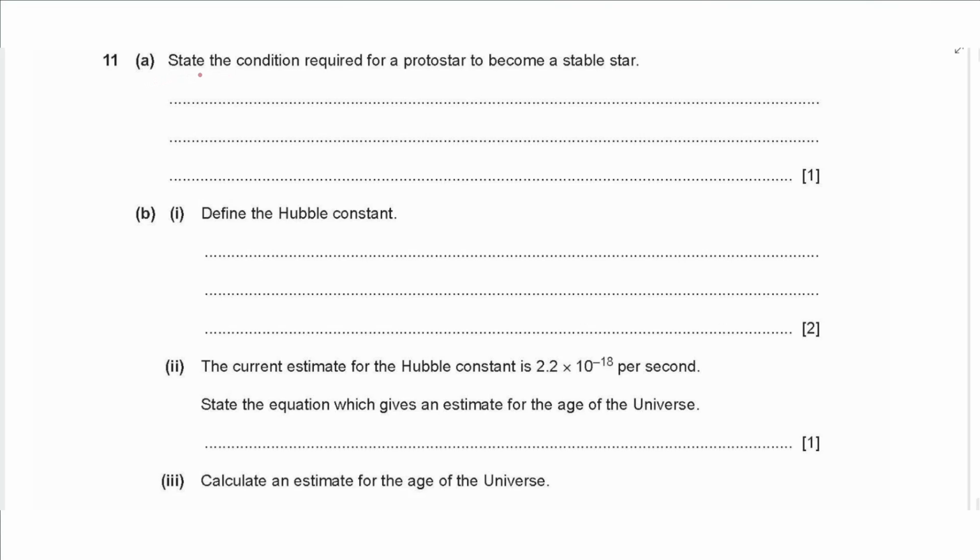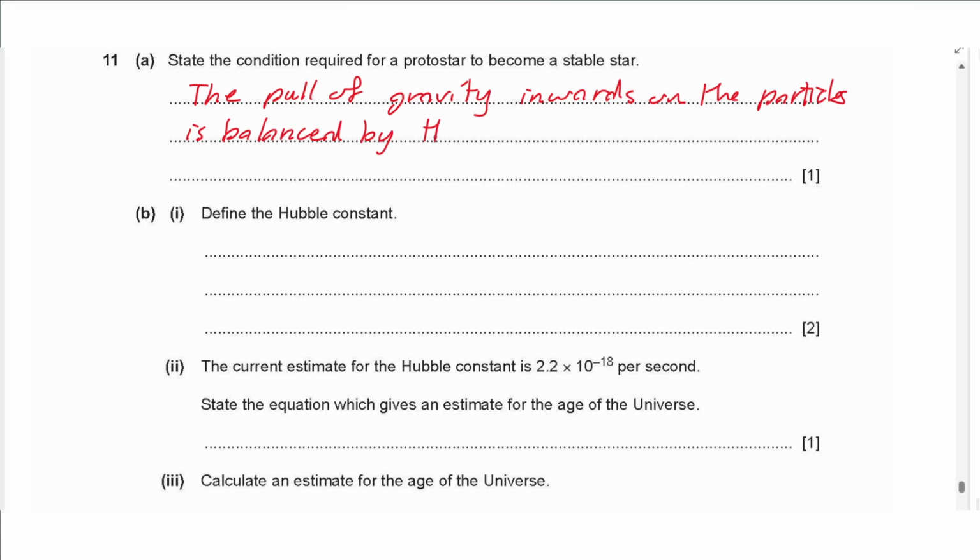Question 11a says, state the condition required for a protostar to become a stable star. So this happens when the pull of gravity inwards on the particles is balanced by the heat pressure outwards. So we have two opposing forces that cancel each other or balance each other, so the size of the star becomes constant. Question BI says define the Hubble constant. We can use the equation that the relative speed is equal to the Hubble constant multiplied by the distance from Earth, and we get the Hubble constant is equal to speed divided by distance.